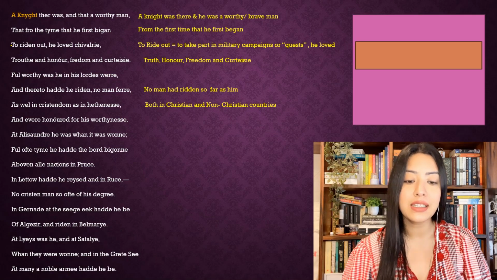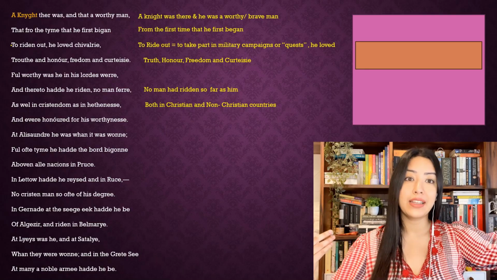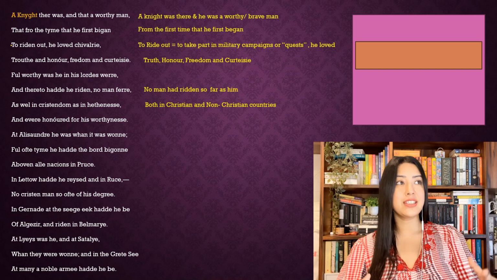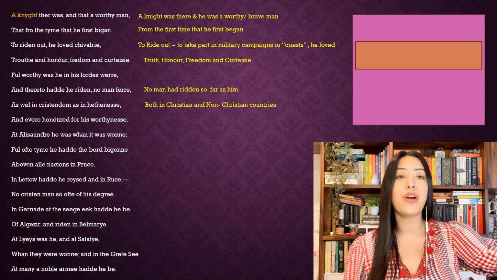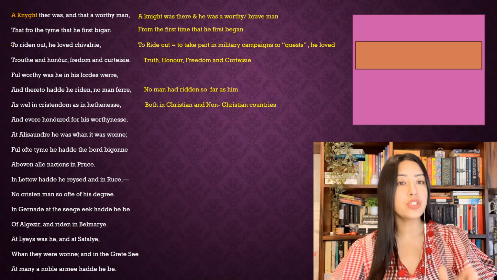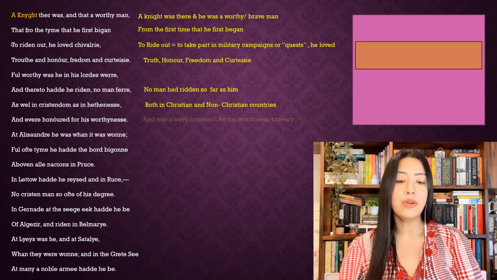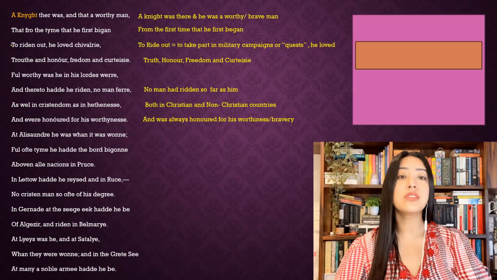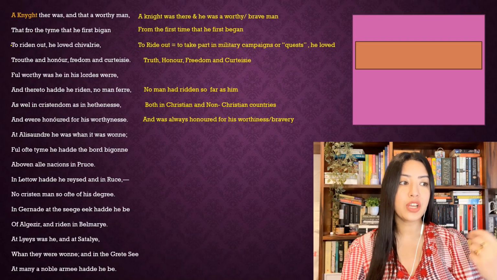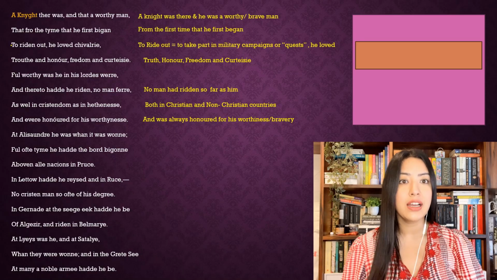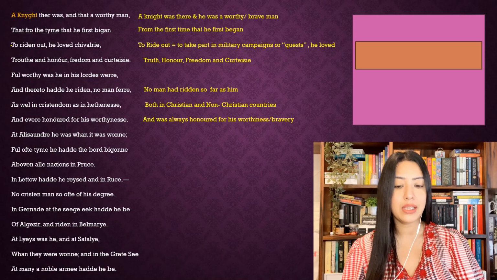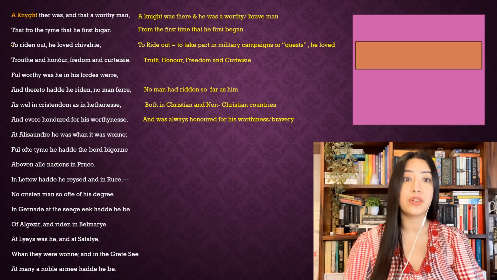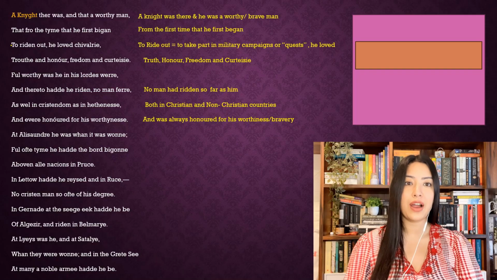So this person, he has ridden far and wide. He has traveled far and wide. That means he's brave. He's taking on these challenges. He's taking on these quests, and he's roaming far and wide, both in Christian and non-Christian countries, and was always honored for his worthiness and bravery. Likely, if he's serving, if he's justifying his work, naturally he's going to be honored. So he was honored for his worthiness or his bravery, because he has traveled so far and wide.